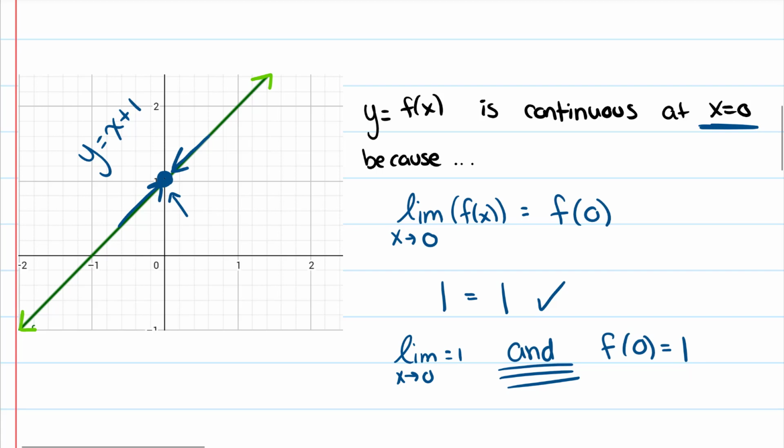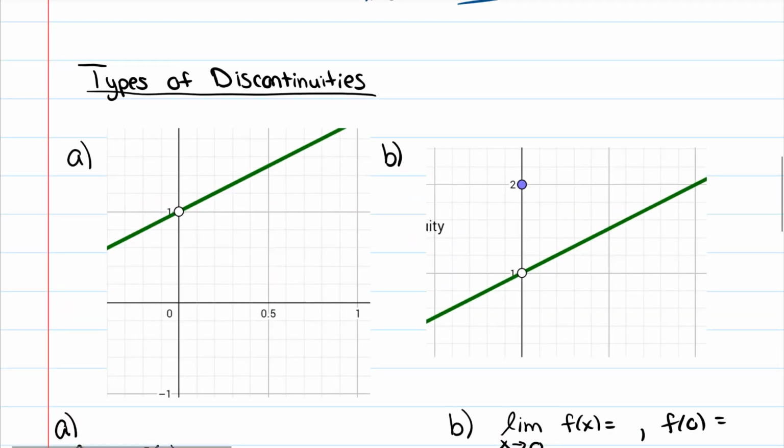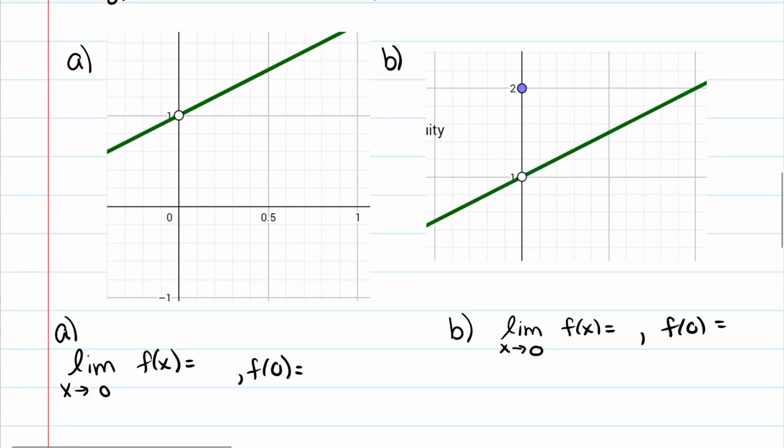The next thing we're going to do is talk about different types of discontinuities. Looking at these two graphs, they look very similar, and they actually have the same kind of discontinuity. Before I tell you what that kind of discontinuity is, we're going to determine the limit and the values. So for the graph of A, the limit as x approaches 0 of f of x is, if we look at the limit from the right and the limit from the left, 1, and f of 0 is a hole. So if there's no value there, then we say f of 0 is undefined.